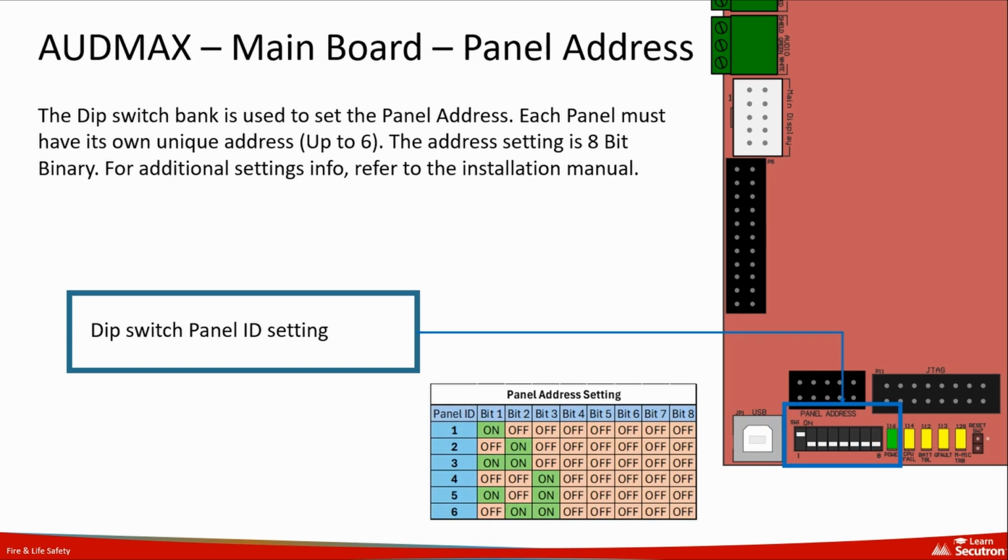The master and booster panels use a dip switch bank to set a unique panel address. This address is configured using an 8-bit binary system, ensuring that each panel within the system has a distinct identifier. Proper address assignment is critical for maintaining communication integrity and avoiding conflicts between connected panels. Refer to the installation manual for detailed guidance on address configuration.